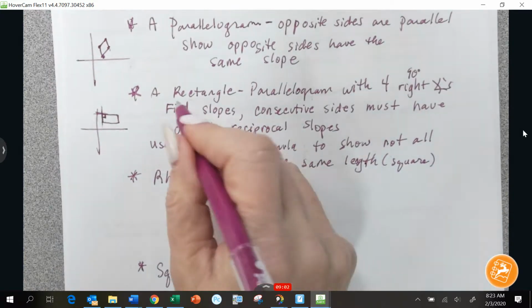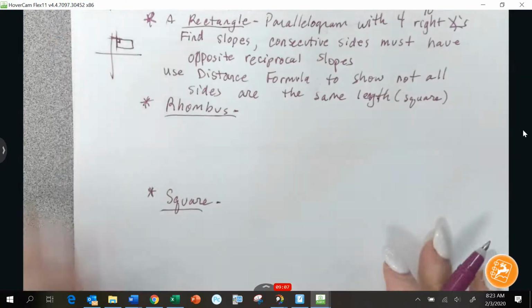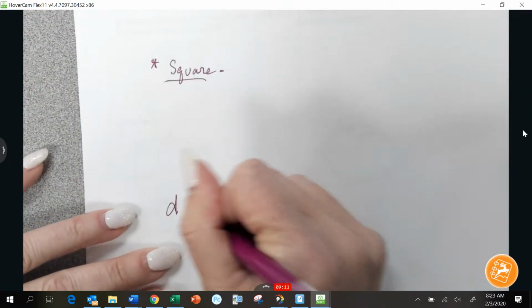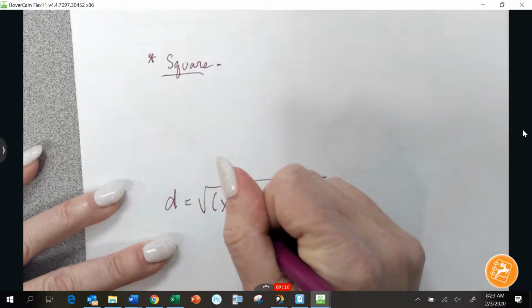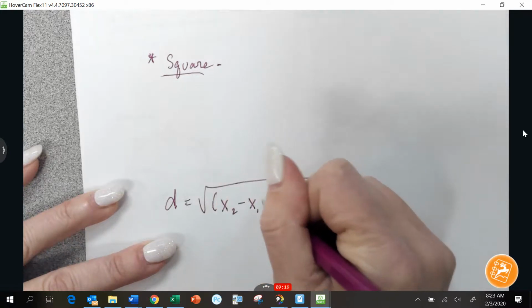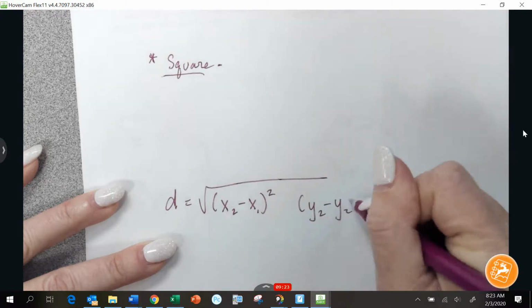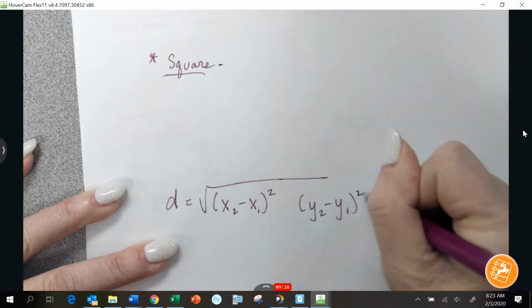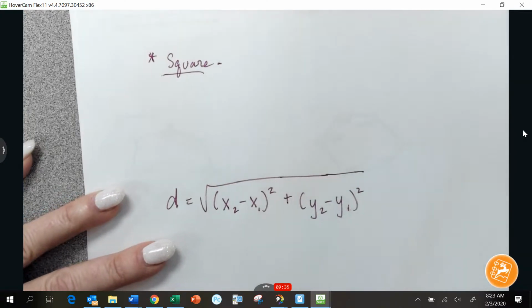So the distance formula, down here, the bottom. Square root. We're going to subtract your x's and then square that answer. We're going to subtract our y's, square that answer, add those together and then square root the whole sum. That is the distance formula.